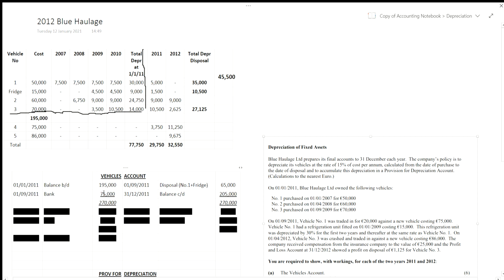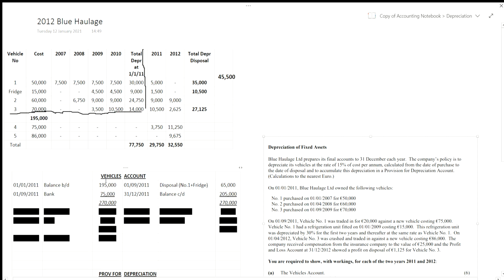But I didn't just buy that vehicle. I sold a vehicle as well, and that was vehicle number one. Vehicle number one had a fridge fitted into it, and the cost of vehicle number one was 50,000. And again, I had that up here in my table. So that's the cost of vehicle number one. We can see that up here. And what's the cost of the fridge? It tells us here, costing 15,000. So the first thing we do in the vehicles account is remove the cost. I got rid of the 50,000 euro vehicle number one and the 15,000 fridge. That's 65,000 for the two of them added together. I'm going to take that out of the vehicles account.